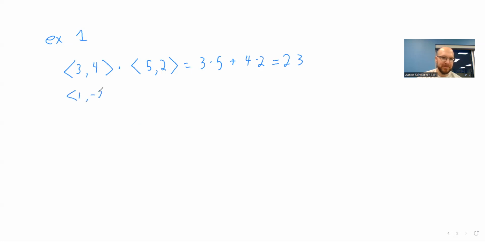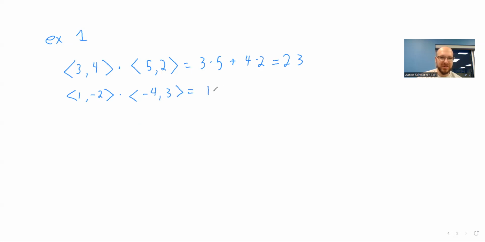This is example 1. So it's 3 times 5 plus 4 times 2. And oops, don't need that parentheses there. As long as you remember what the rule is, this isn't particularly hard. 15 plus 8 is 23. The rule is simply multiply the x's, multiply the y's.